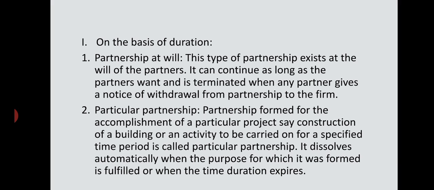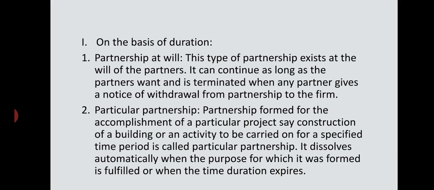As long as the partner shows his interest in the partnership activities, the partnership continues. Even if any one partner gives a notice to the firm that he wants to terminate his relationship as a partner with the firm, the partnership comes to an end. Such kind of partnership, we call partnership at will. At their will, the partnership business is established and continued. Once they decide that they don't want to be part of the partnership activities, they give a notice, then the partnership comes to an end.